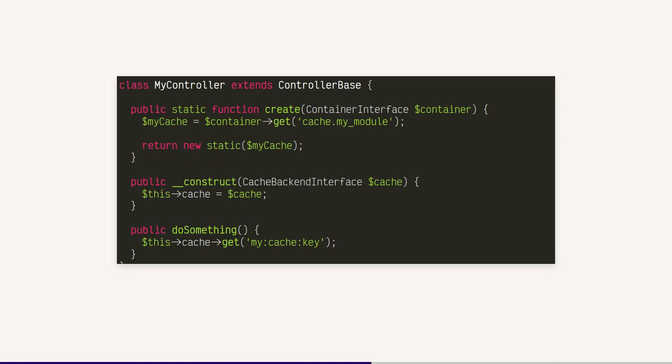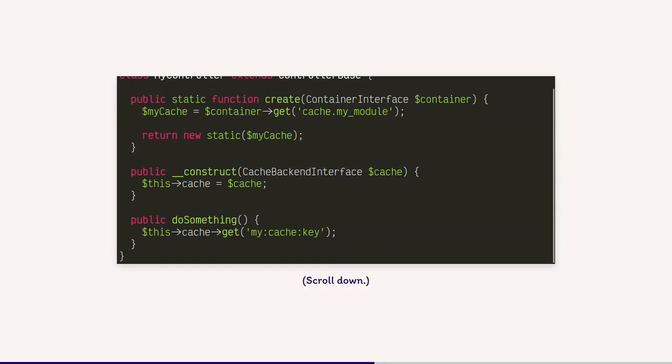So here's a controller. We have a create function which grabs the container, and it's going to get the cache bin from the container, and then it's going to initialize it, storing that as a variable inside the class. And that actually gives this controller access to the cache as a regularly initialized variable with no access to the Drupal superglobal.